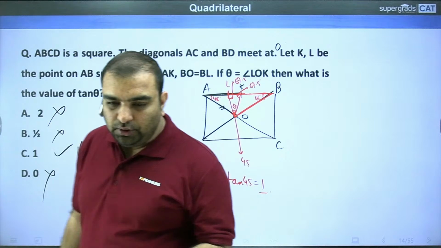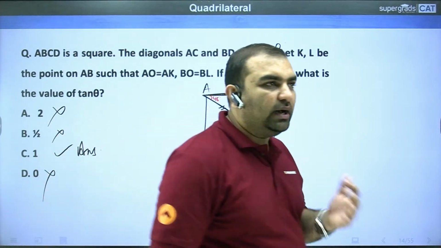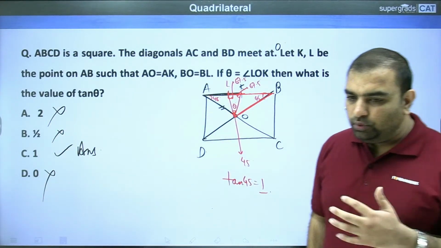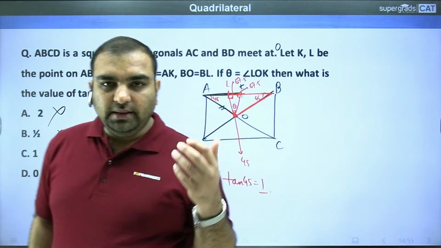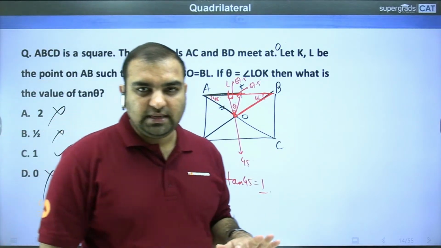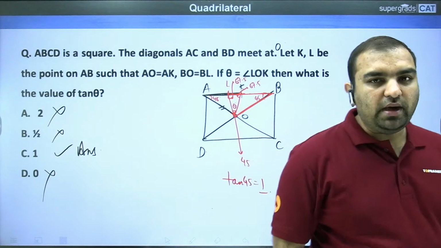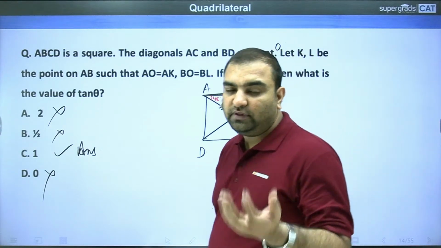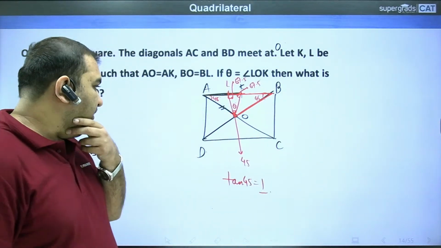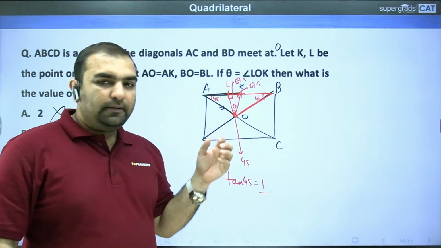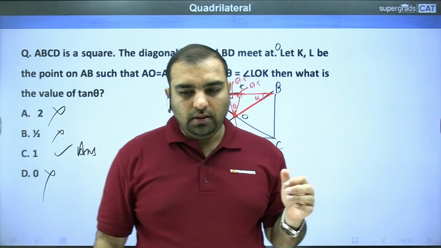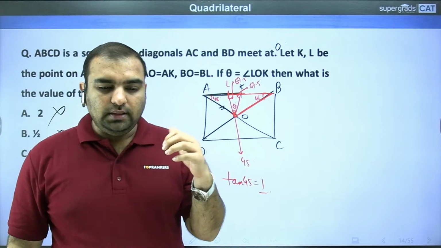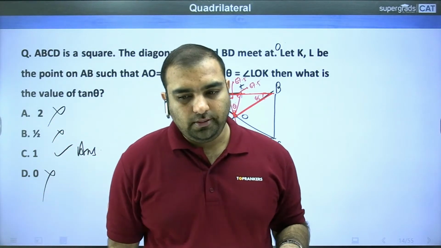What are the concepts used? The concepts used are that in a square the diagonals are angle bisectors. That is one of the concepts used. What is another concept used? When two sides are equal, the angles opposite to them are also equal.